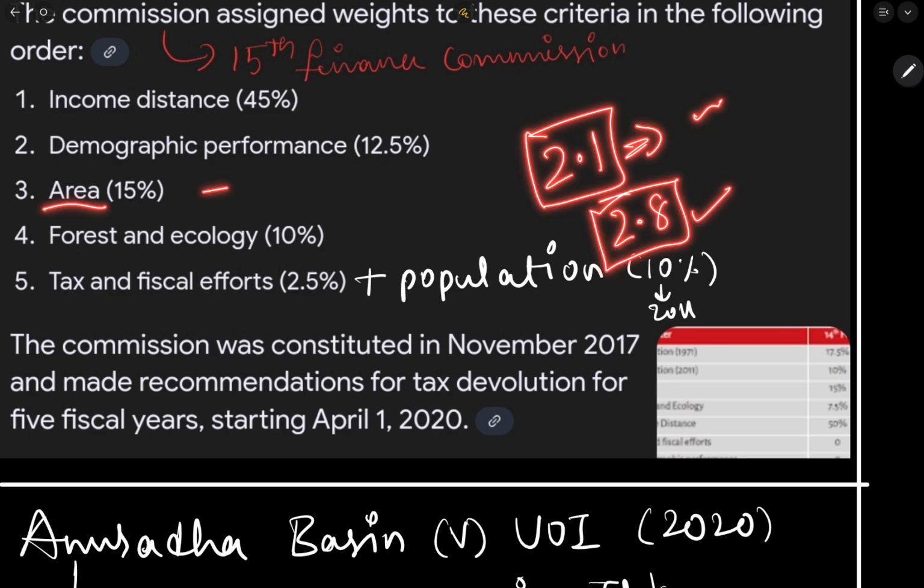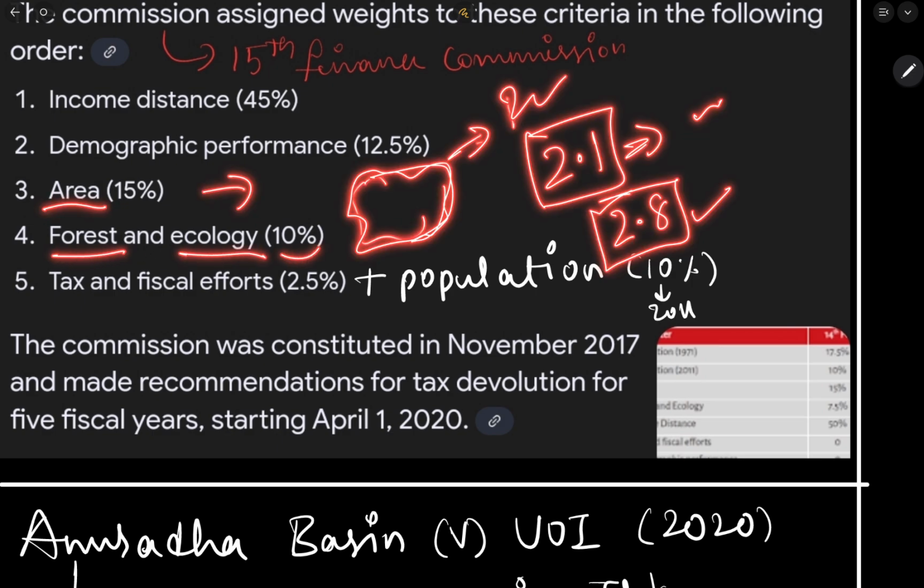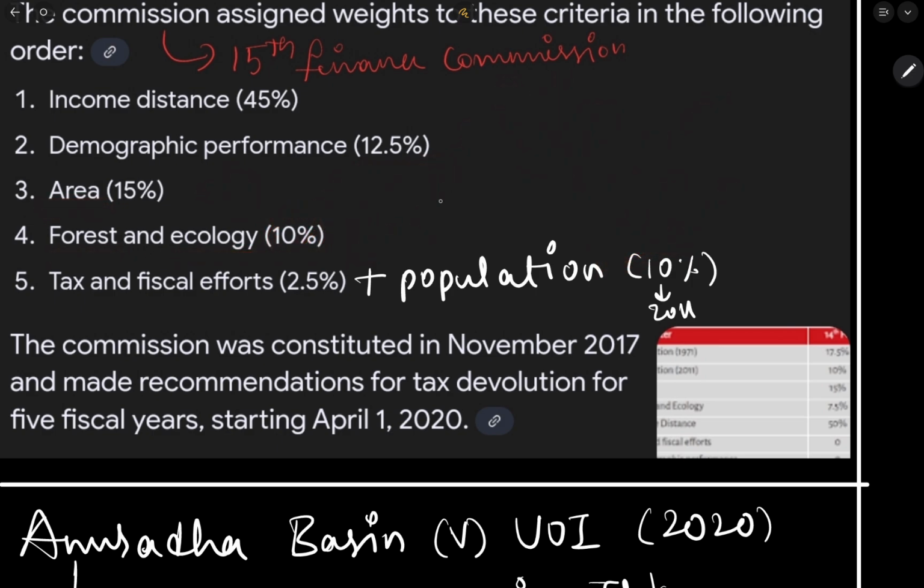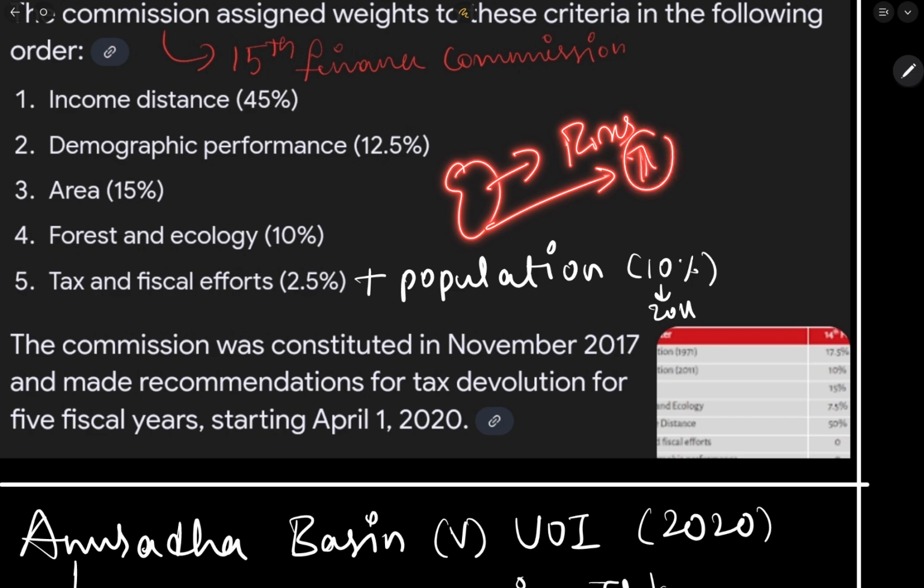Next we have the area. If the state has a higher land area, then it will get more funds. Next we have the forest and ecology. Its weightage is 10%. If the state has more forest area, then it gets more funds.